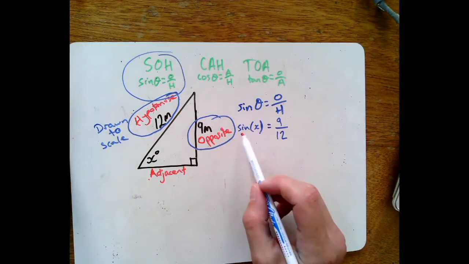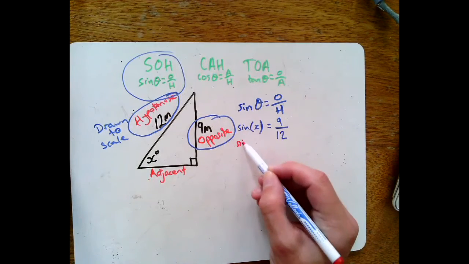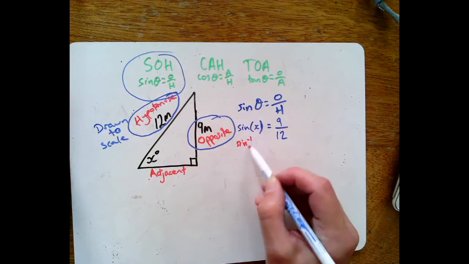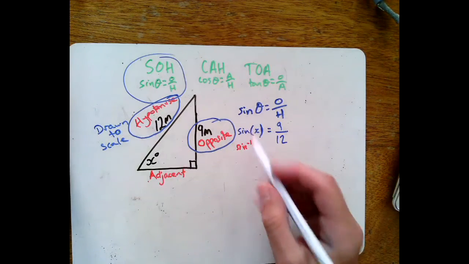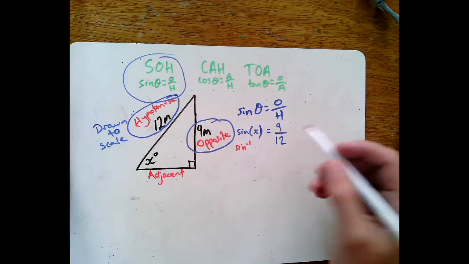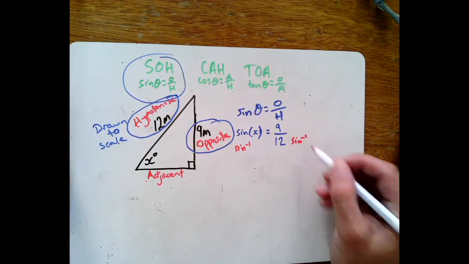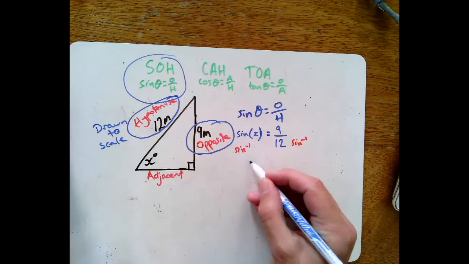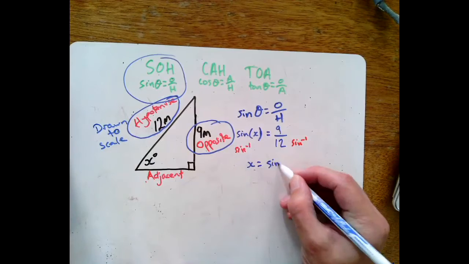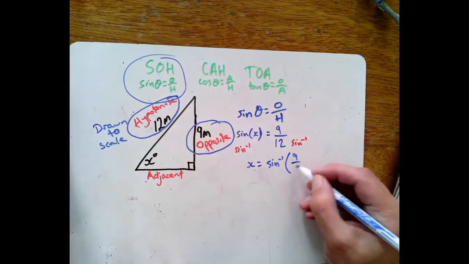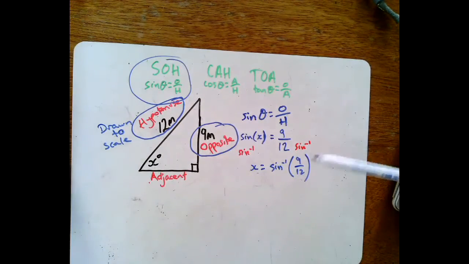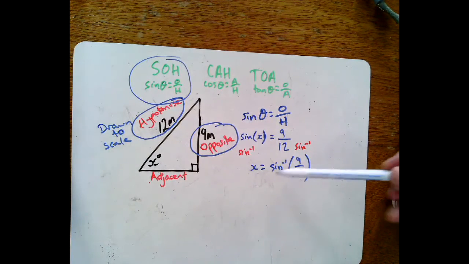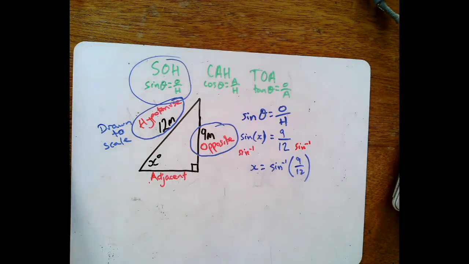This one, what actually cancels out sine is sine minus 1, like that, which just means the inverse of sine. So sine and the inverse sine cancel out. So on this one, I need to put sine minus 1 because if I do something to one side, I've got to do it to the other. So what I get left with is x equals the inverse sine of 9 over 12. I don't need to simplify that first. I can just keep that in the brackets there as 9 over 12. So x equals inverse sine of 9 over 12.